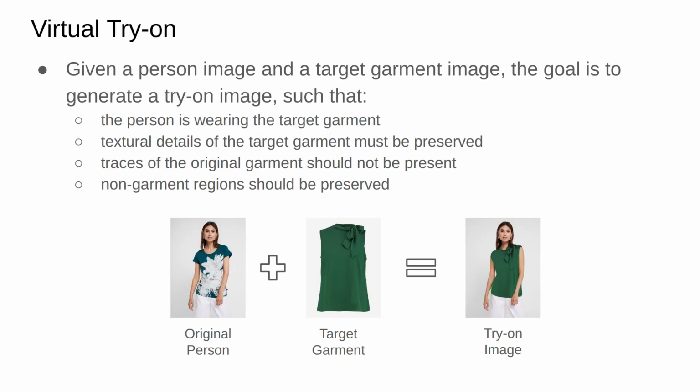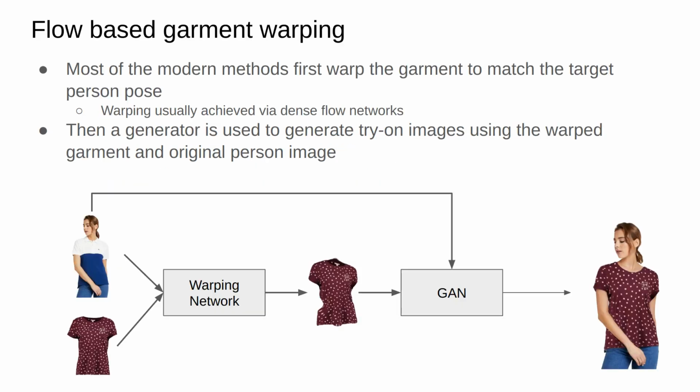The goal of virtual try-on, given a person image and a target garment image, is to generate a try-on image such that the person is wearing the target garment. Textual details of the target garment must be preserved, traces of the original garment should not be present in the final image, and non-garment regions should be preserved.